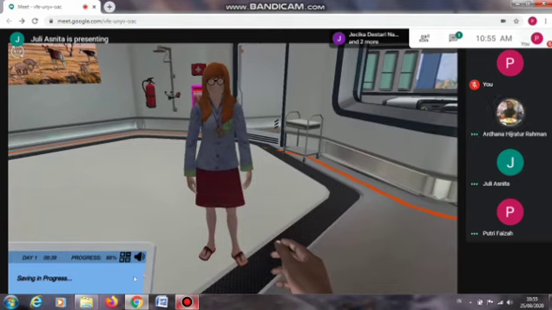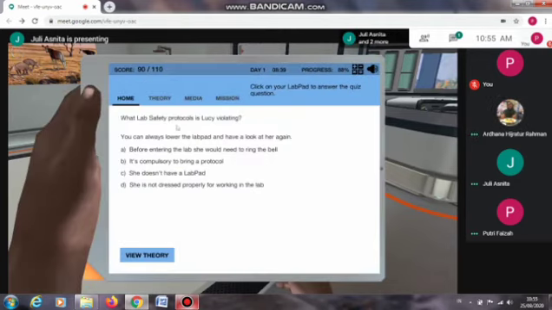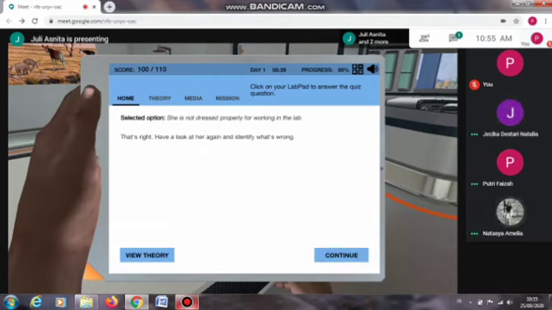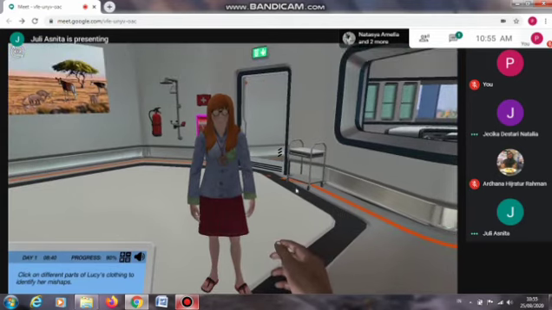Ayo kita safety cek lab. What protocols is Lucy violating? You can always lower the lab pad and have a look at her again. Yang D bukan. She is not dressed properly, dia tidak memakai perlengkapan lab, baju lab. Jadi guys, that's right. Have a look at her again and see what's wrong. Oh, tidak. Mari kita lanjutkan. Click on different parts of Lucy's clothing to identify her mishaps.